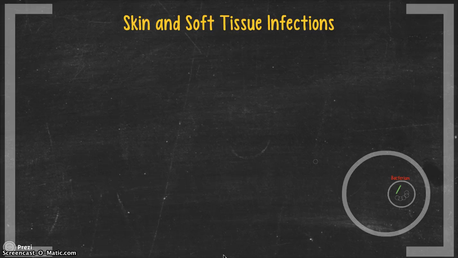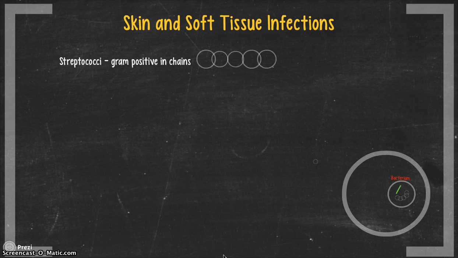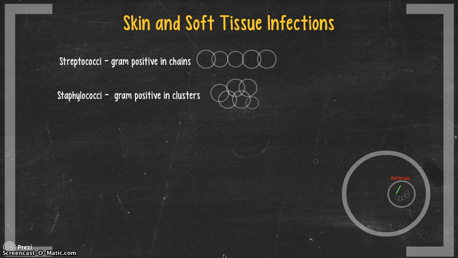To begin, in general, the most common organisms implicated in skin infections are streptococci, which are gram-positive bacteria in chains, and staphylococci, which are gram-positive bacteria in clusters.